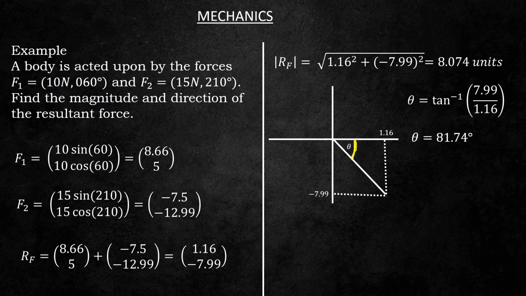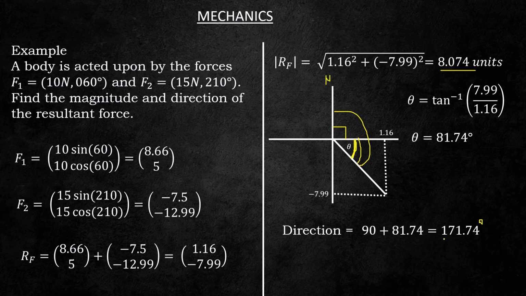So don't forget, we are starting the measurement from the north. So this is the north, and we measure all the way till we get to this line. We've gotten this angle over here. Now we need to add 90 to it. So 90 plus theta will give us the direction. That is going to be 171.7074 degrees. So that is going to be our direction. Our magnitude is this, our direction is that.